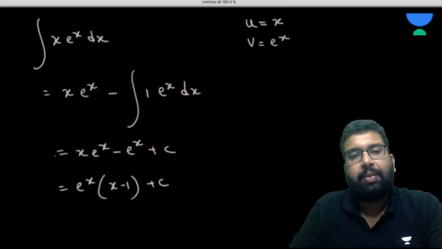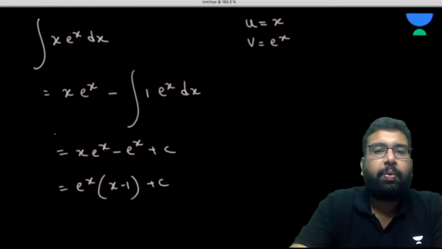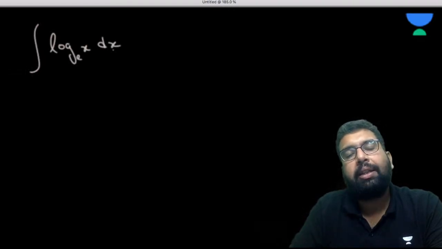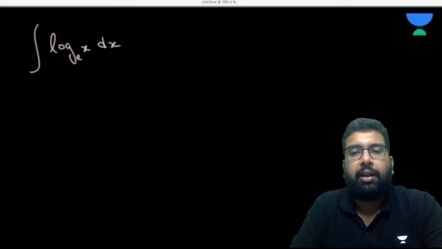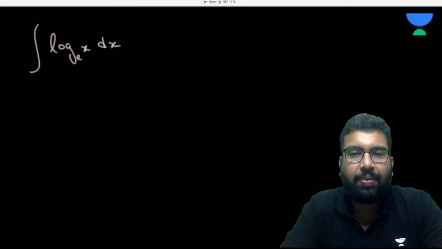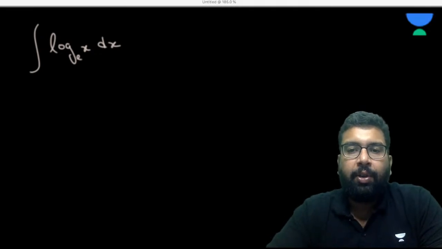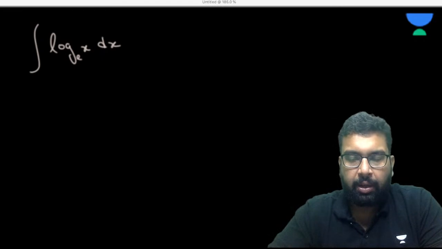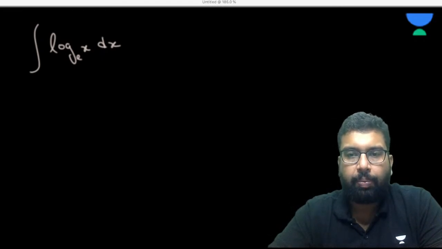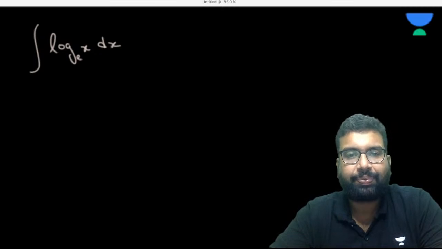Now similarly, this is very interesting. Let's try to integrate this one, log base e x dx. If I want to integrate this, how can we integrate this one? How do we got to integrate this? Integration of log base e x dx. Can you try that?